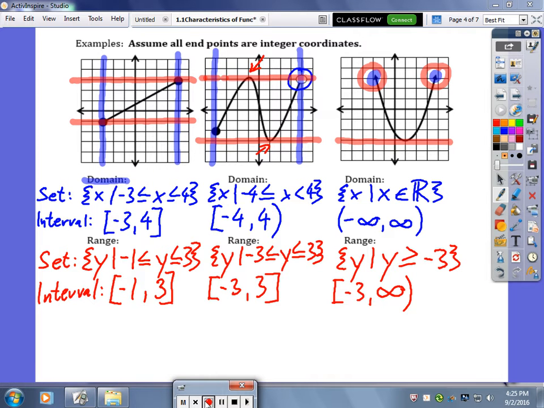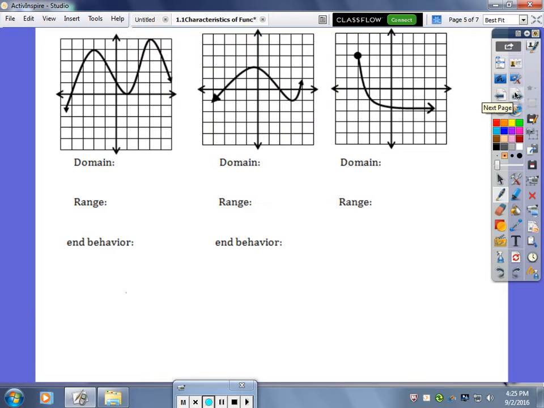So let's move on now to a few more examples where we will also analyze the end behavior and not just the domain and range. Let's look at the domain of our first example. As this arrow indicates to us, we go further and further to the left, so there is no lowest value. We go to negative infinity, and this arrow tells us we're also going to go to positive infinity.